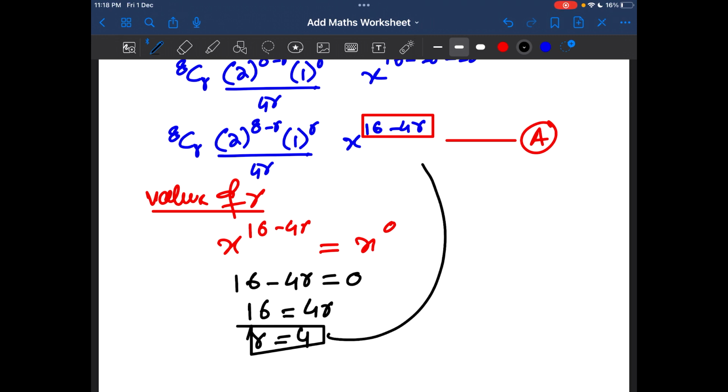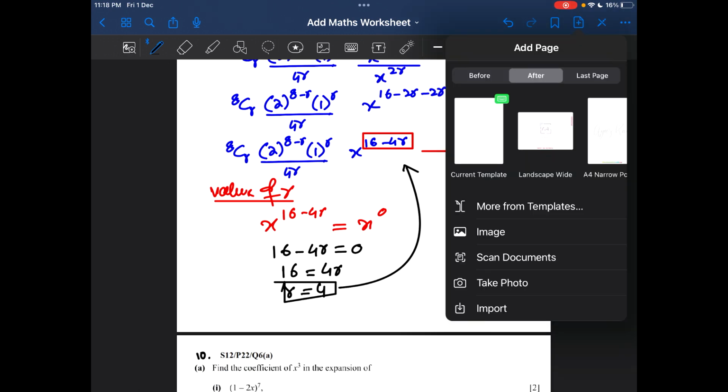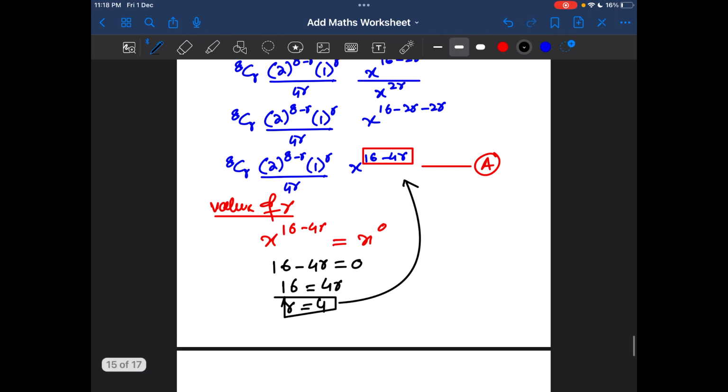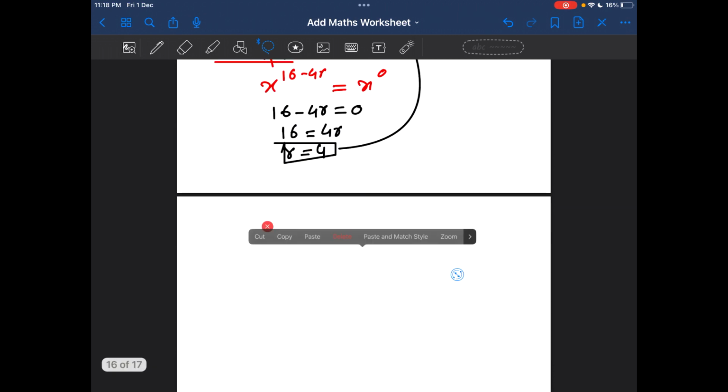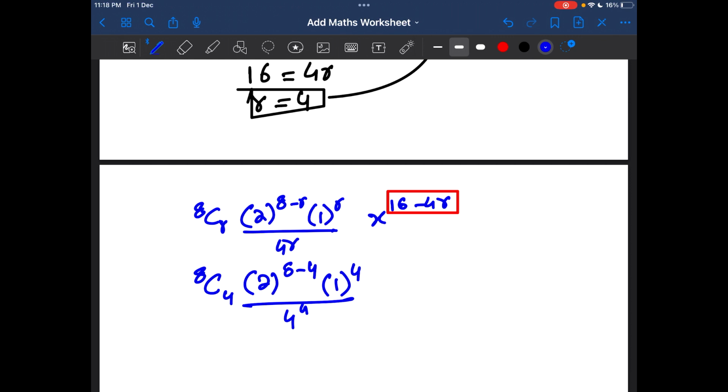I'm going to put this value of r over here in the whole A term. I'm just copying it down. And once you put this value of r over here, 8C4, 2 power 8 minus 4, 1 power 4 upon 4 power 4, x power 16 minus 4 into 4.